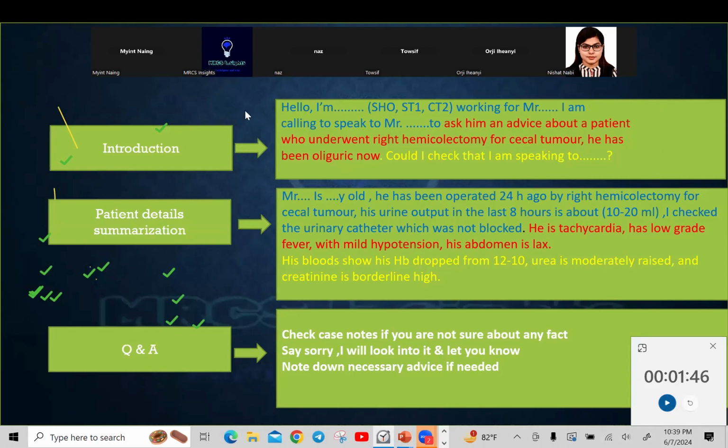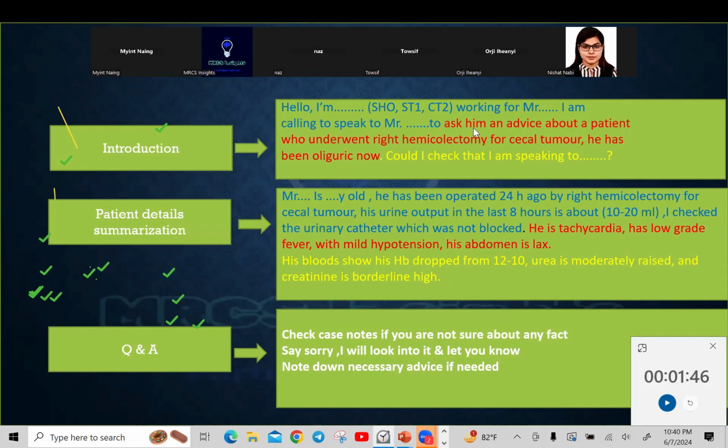So in this phone call part, in this introduction part, first you have to give your introduction, like where you are working, under which consultant, and at the same time you have to confirm the consultant you want to speak to. In this blue part, you can see all that. And in this red part, you have to state your purpose of calling, like ask him for advice or transfer, or give a proper discharge, or anything you want to know from a consultant. You need to state that purpose here.